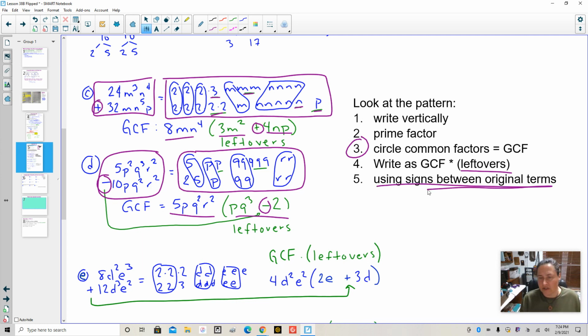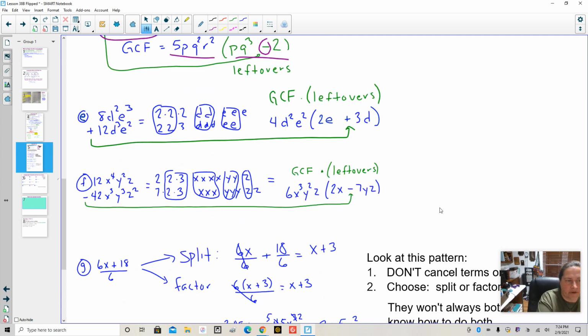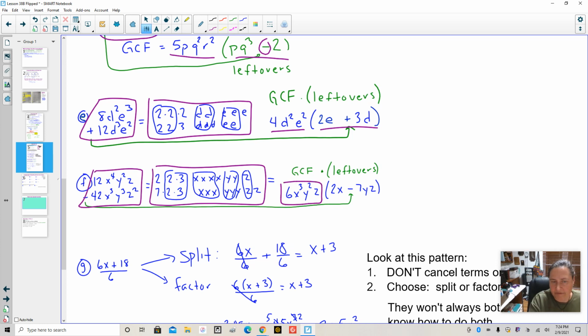All right, let's look at E and F. Step 1, vertical. Step 2, prime factor. Step 3, everything that's circled. Step 4, all the leftovers, I copy the sign. Vertical, prime factor, greatest common factor, everything that's circled, leftovers with the same sign. You're going to follow that pattern in the next one.